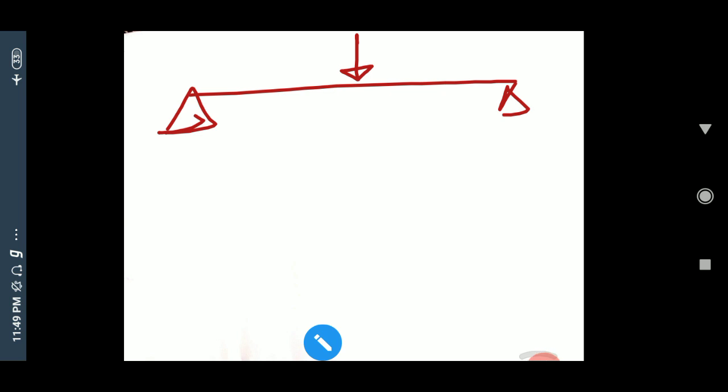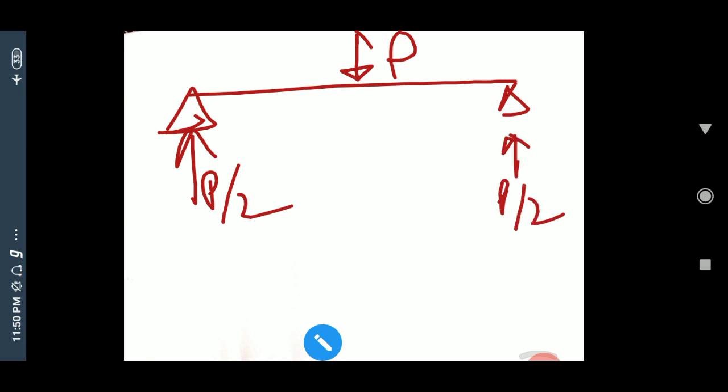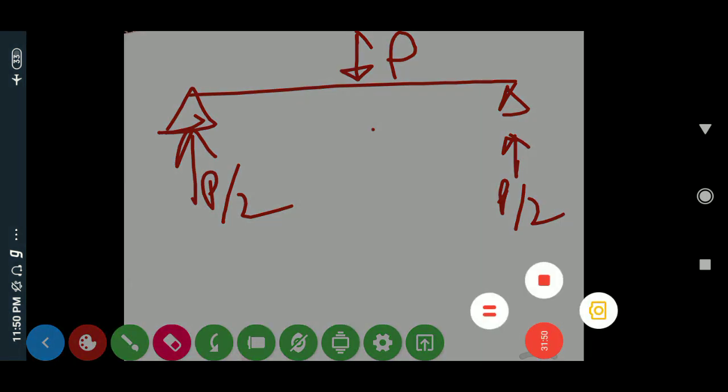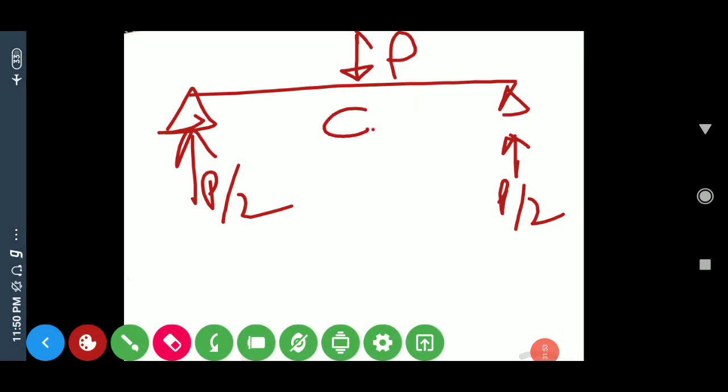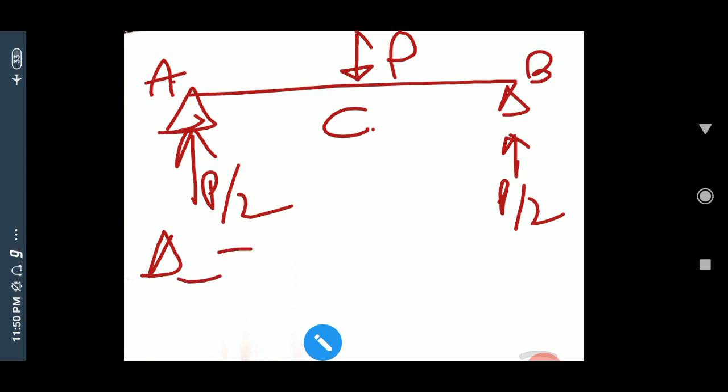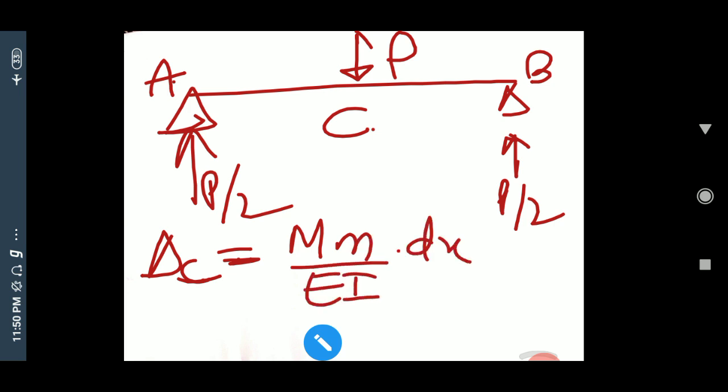Okay, so it was a simply supported beam like this. It is actually a symmetric beam. So what will be the reactions? Reaction will be equal to P by 2, and here it will be P by 2. Okay, we have this point is C, and this point was A, this point was B. So we know that deflection at C is equal to integral of capital M small m by EI into dx.